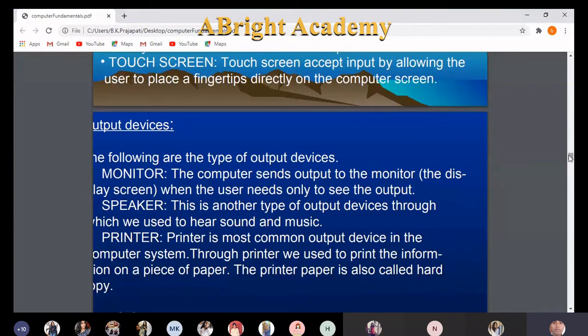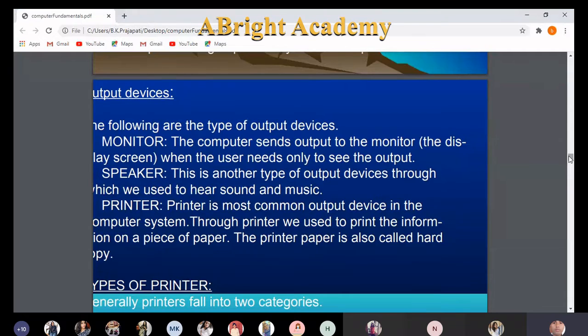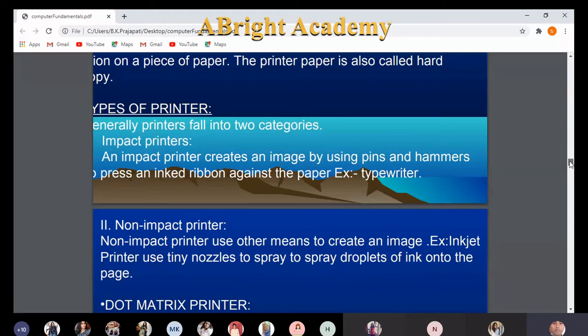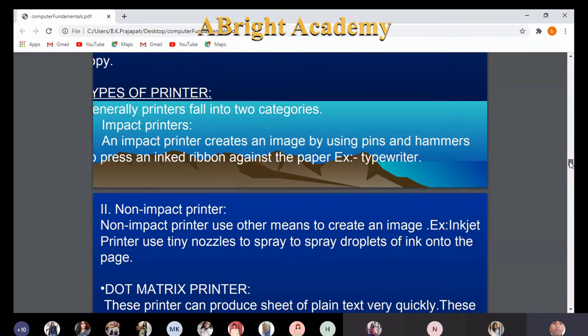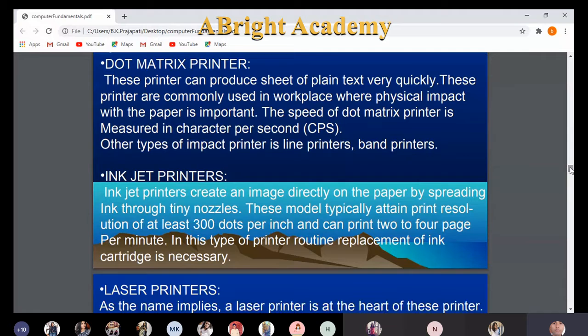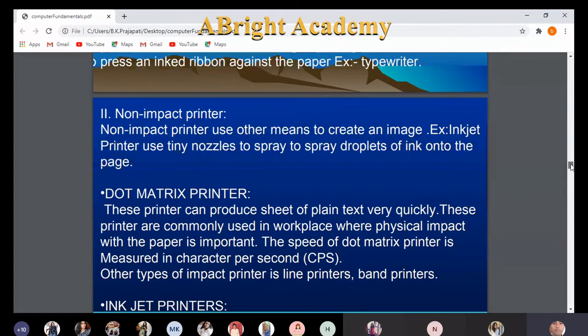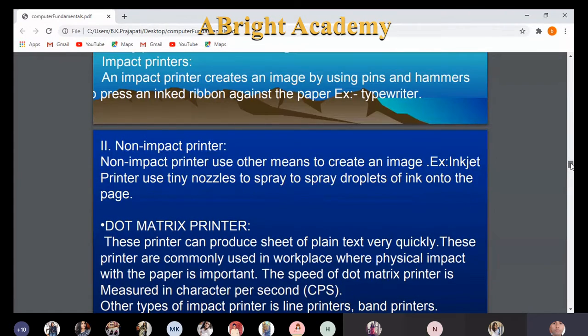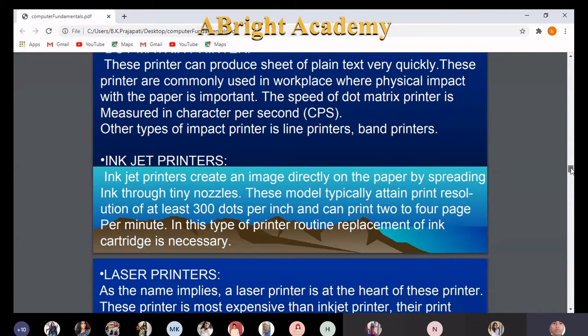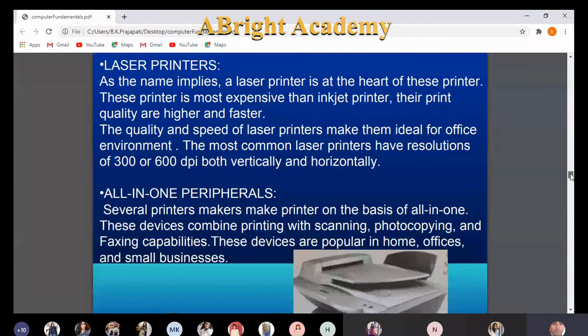Output devices. The following are the types of output devices: monitor, speaker and printer. Here are some types of printer, like impact printer, non-impact printer, dot matrix printer, inkjet printer, laser printer, all-in-one peripherals.